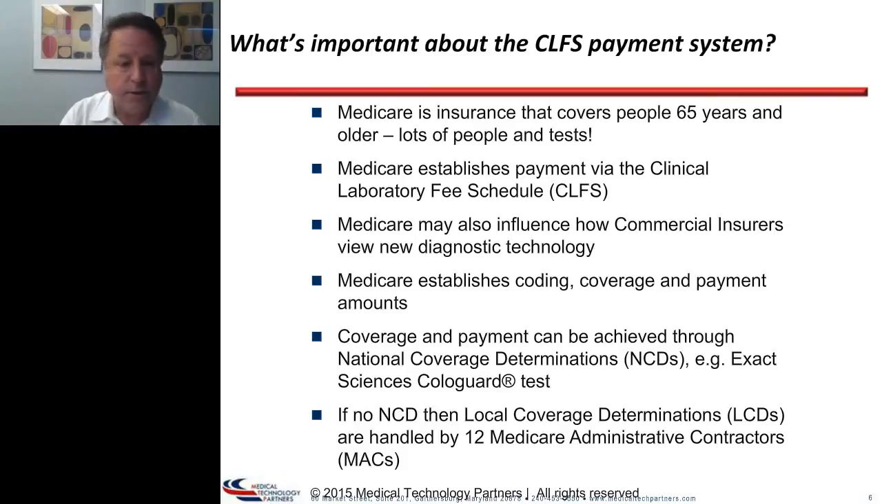For example, Palmetto is one Medicare administrative contractor, or MAC. They control policy for the Virginias, North and West Virginia, and the Carolinas, South and North Carolina. So they cover those 4 states, for example.